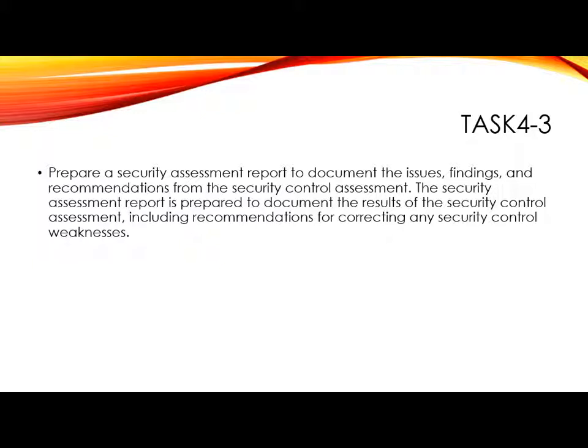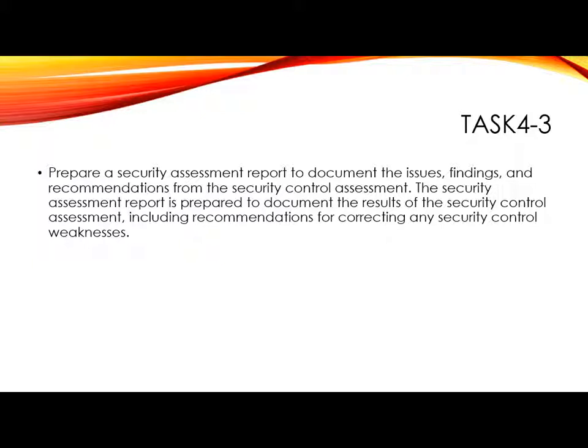4.3. Now, here comes the easy part. You're going to prepare a security assessment report to document your issues, findings, and recommendations of that assessment in 4.2. So now you're going to tell me we found out of the 70 controls, 14 of them failed. The ones that passed are AC1, AC2, AC3, AC4, and so on. The ones that failed were these and why they failed. Okay, you need to identify them.